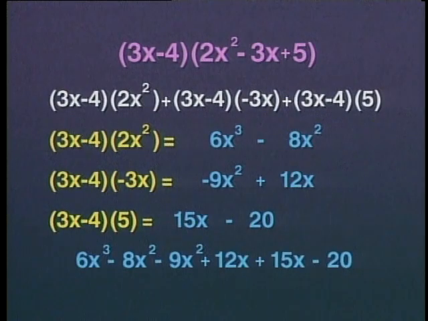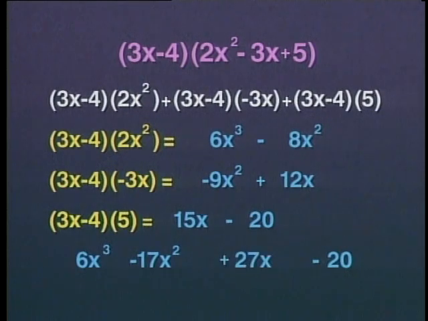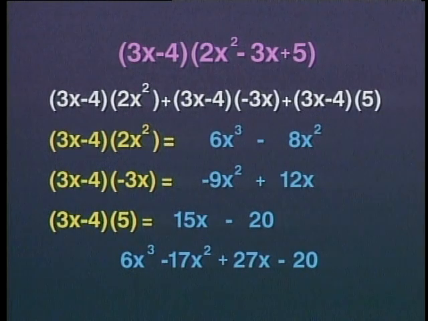Now we can collect our answers on a single line. Combine the like terms of negative 8x squared and negative 9x squared, and 12x and 15x. And we're left with our answer, 6x cubed minus 17x squared plus 27x minus 20. Often in algebra, we need to multiply two binomials together. A convenient way to do this is called the FOIL method.